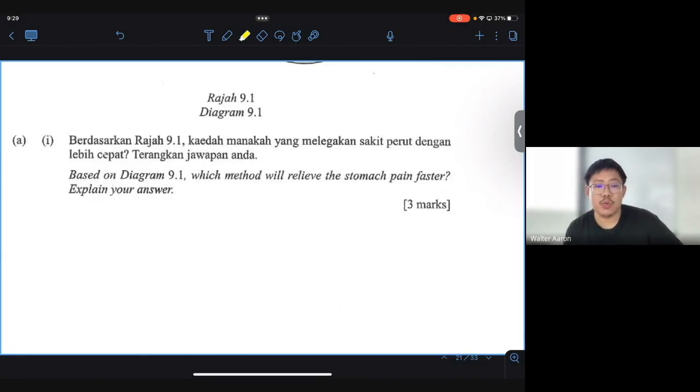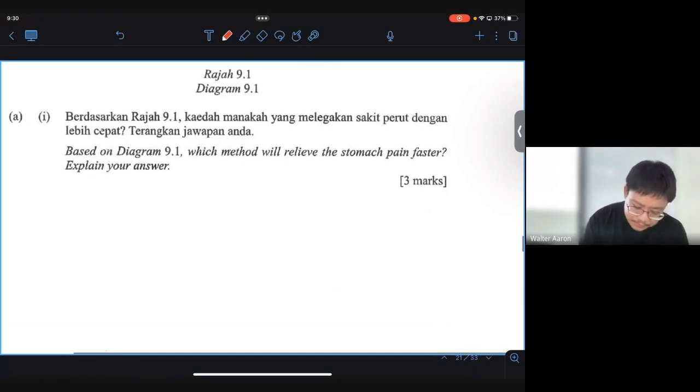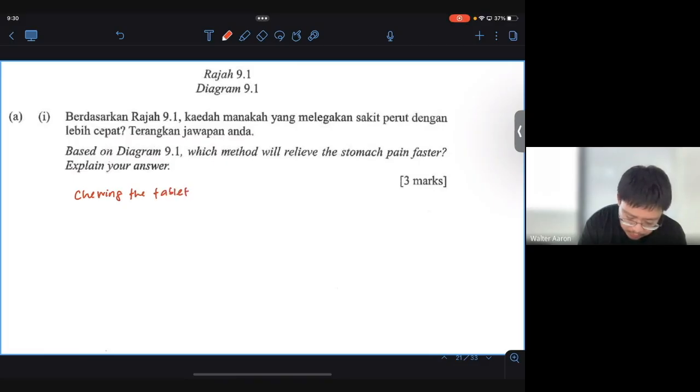Okay. Why? Because chewing the antacid tablet will break the tablet down into smaller pieces. And that allows the stomach acid to react with the antacid tablet more quickly because it has a larger total surface area. So the answer is very simple. Chewing, you see that? Chewing the tablet is a better choice, or it's more effective.